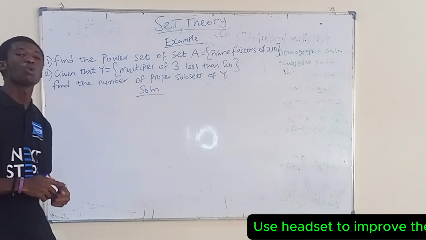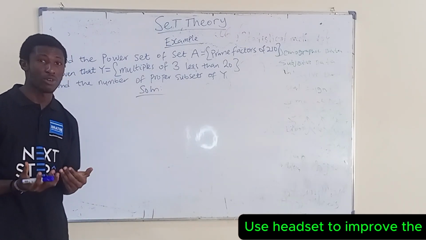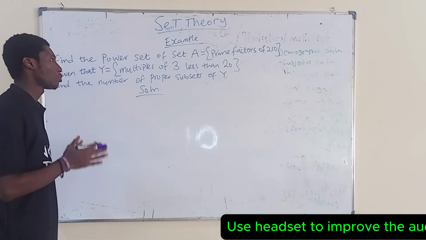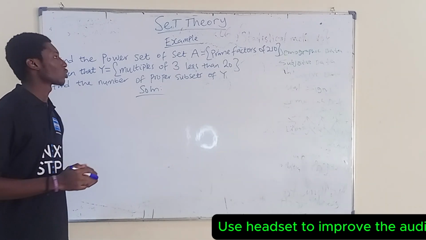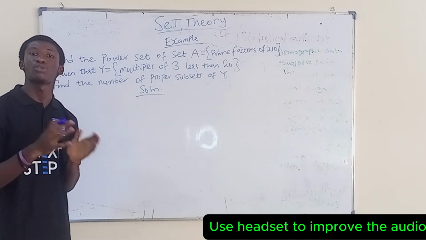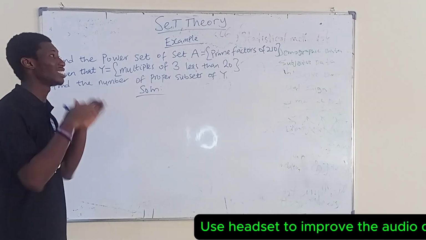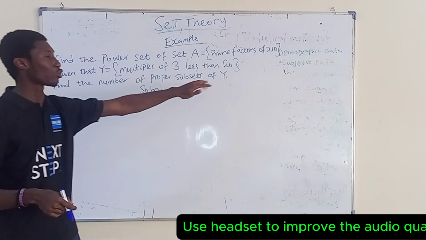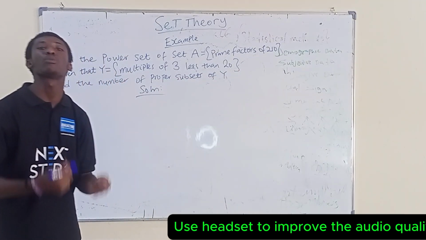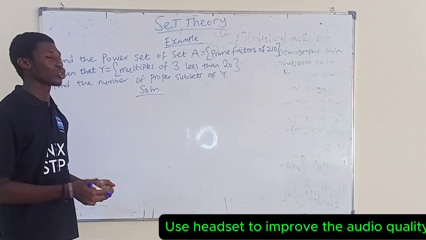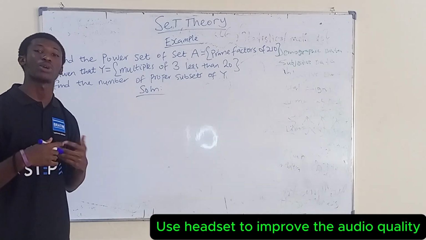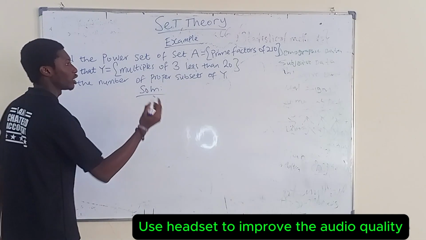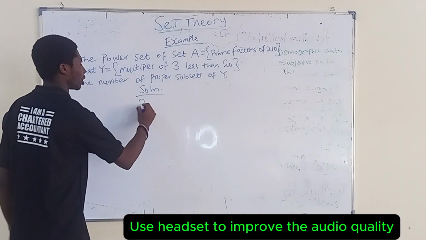First of all, you have to know what prime numbers are before you understand what prime factors are. Prime numbers are numbers that can be divided by one and itself only. A factor of a number is a number that can divide that number without a remainder. So I'm looking for the factors of 210 that are prime numbers. That's what it simply means. So you have to find the prime factors of 210.